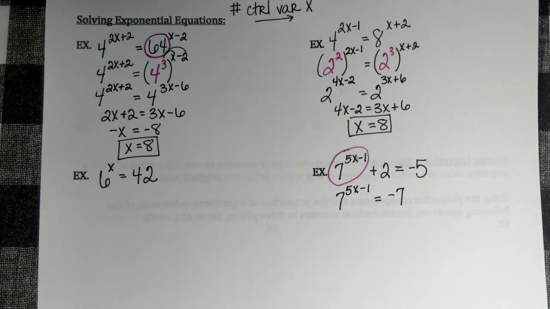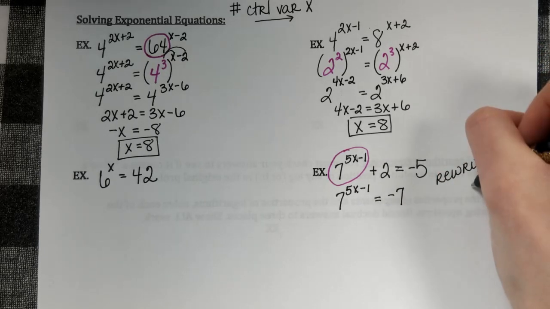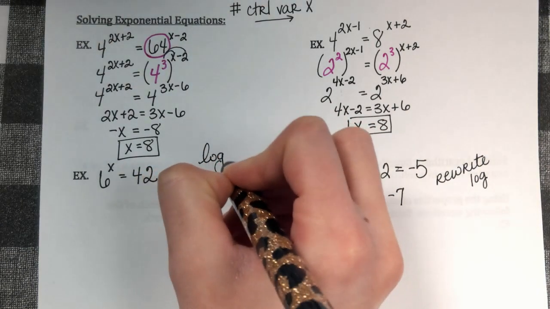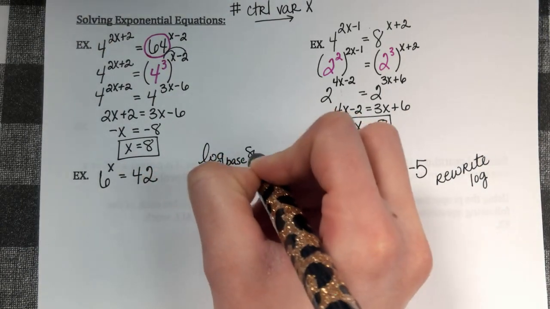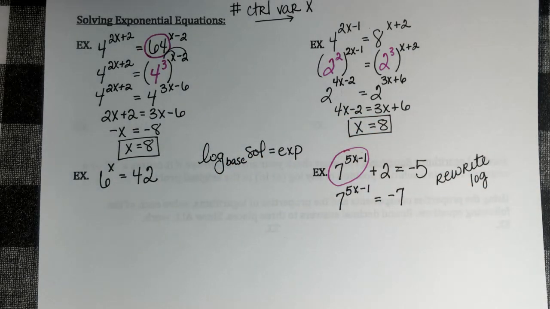Once you isolate your base, okay, I've said it's exponential. What's the inverse of exponential? Logarithmic. So for me doing the inverse, it's not a matter of me adding and subtracting. It is me rewriting it. So you will rewrite it in logarithmic form. Okay, so remember your logs, you have log base, solution equals your exponent. Okay, so you are going from exponential and writing it as a log.